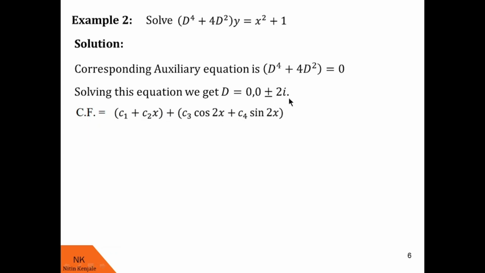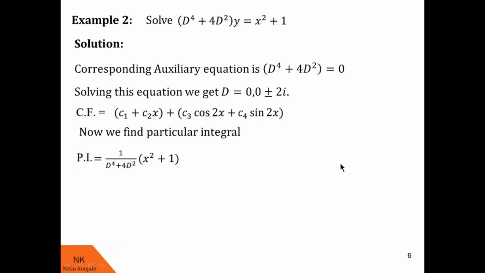CF for the remaining 2 roots can be written as c3 cos 2x plus c4 sin 2x, as the nature of these 2 roots is conjugates of each other. Now we proceed for the particular integral. The particular integral will be given by 1 upon D raised to 4 plus 4D square of x square plus 1.